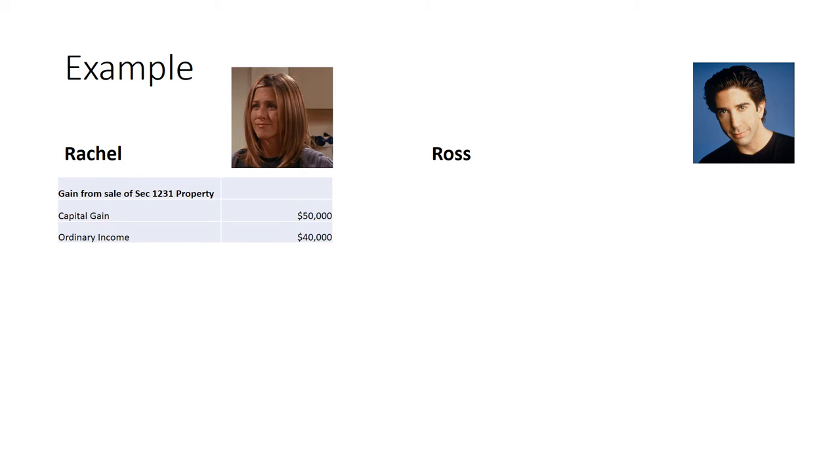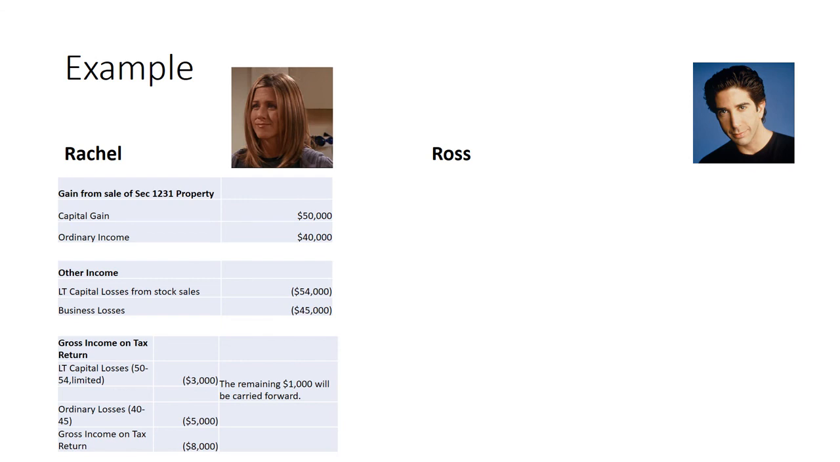Okay, so she had a gain of Section 1231 property, as we just saw in this example, capital gain 50, ordinary income 40. Now, other income information we know about Rachel, which, well, we're just finding out about Rachel, is that from other stock sales that we don't have details of, she had a loss of $54,000, and she also had business losses of $45,000. So wasn't a great year for Rachel. But here's how her gross income will look on her income tax return.